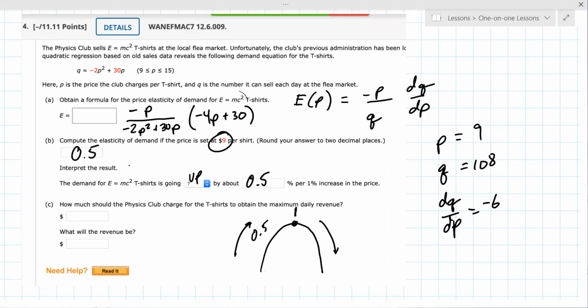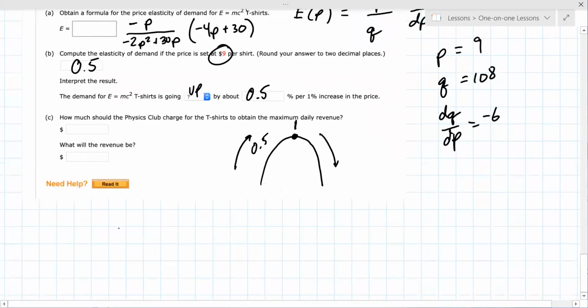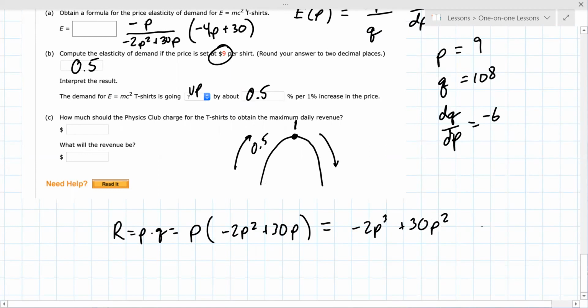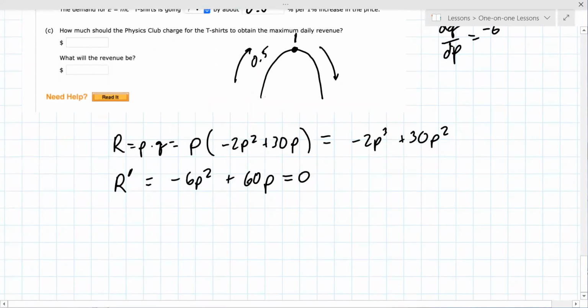Okay. And then for C, it says maximum daily revenue. So revenue is price times quantity. So that's price times our formula for quantity, -2p squared plus 30p. This time I'm going to multiply because there's no exponent here. So it's -2p cubed plus 30p squared. And then you want to take a derivative. Your derivative is -6p squared plus 60p equals 0. Just power rule, nothing too much there.